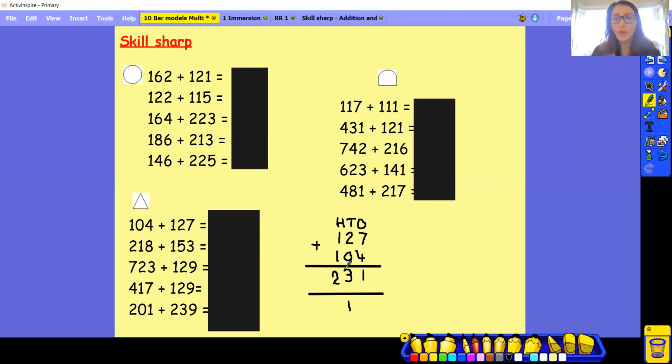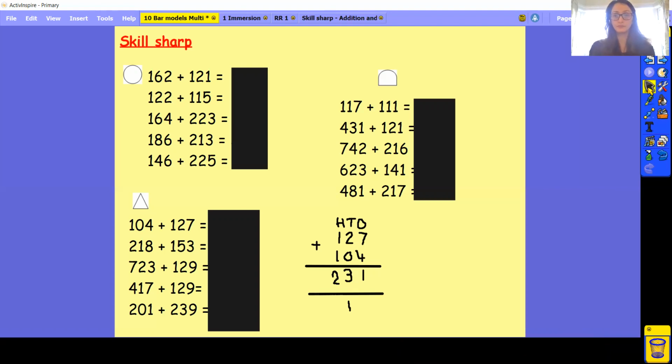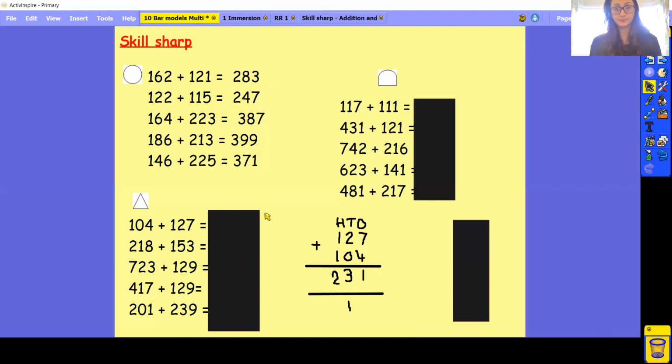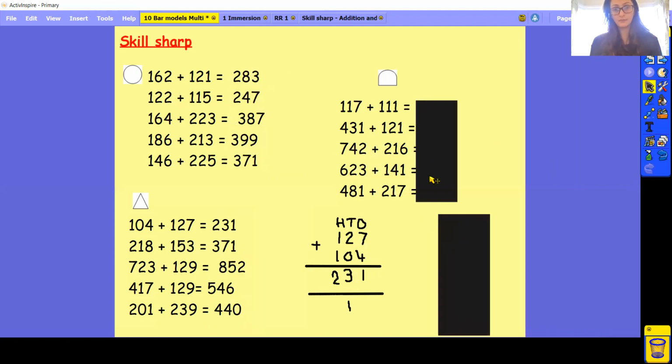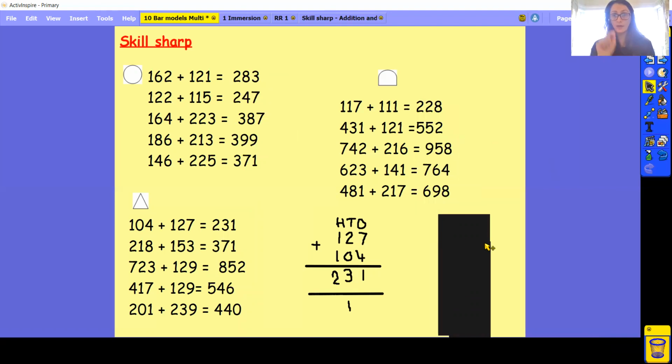So have a quick pause. Have a go at these, as many as you want to, as many as you can do. Do all of them. Only do triangle, only do semicircle. I don't mind. Just make sure that you're showing your workings out with your column addition. Okay. Have a quick pause. Okay. Well done. If you did that, I'm going to show you the answers really quickly. Okay. Have a quick pause if you need to.